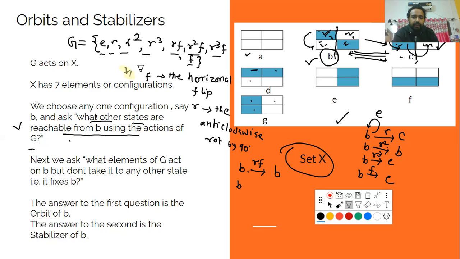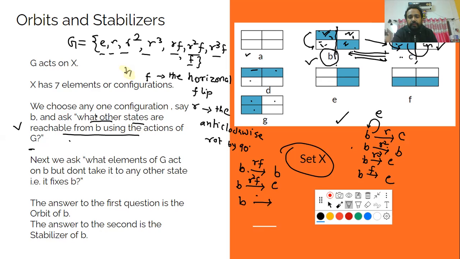What happens if we apply R square F to B, which is a double rotation? What does a double rotation to B take us to? It takes us to B. So this is basically applying the flip to B, and that gives us C.